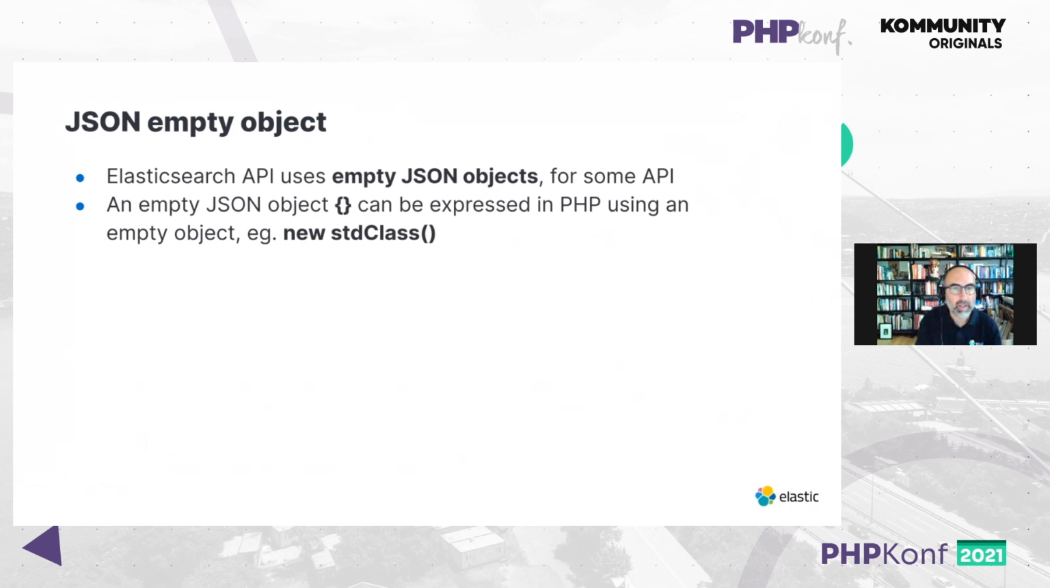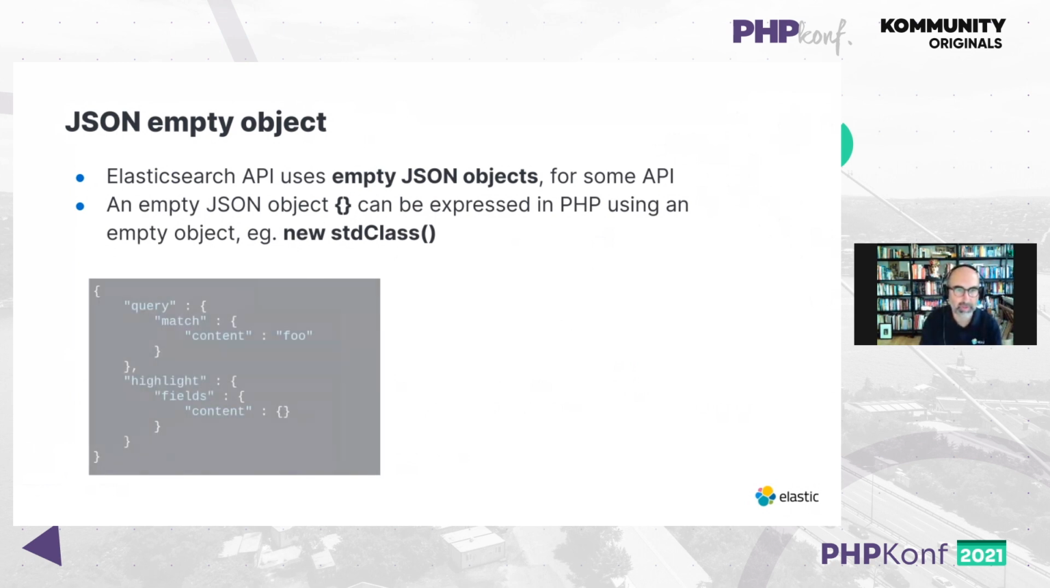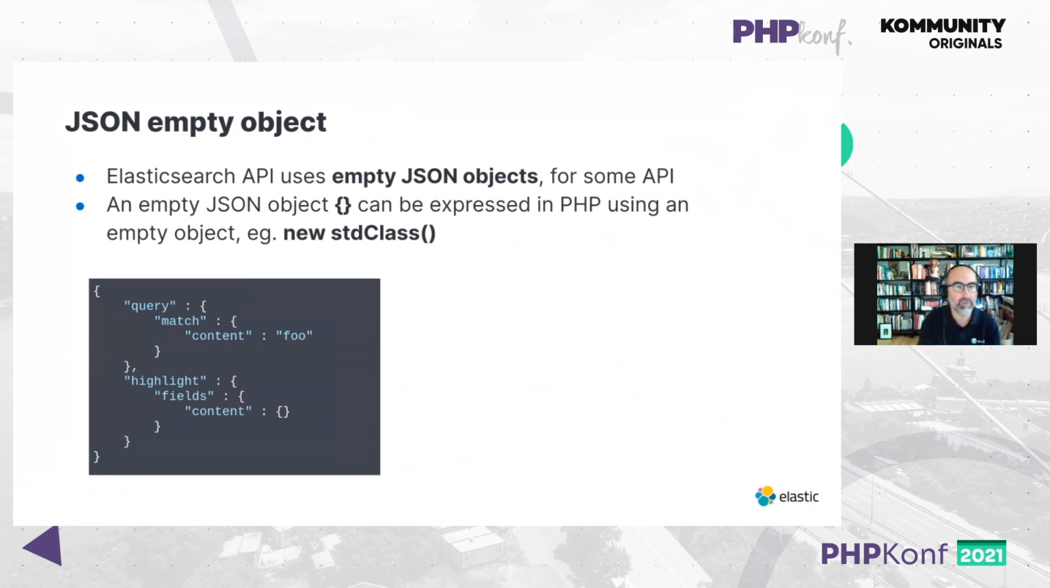An empty JSON object, how can we actually write that in PHP? Because we are talking about associative arrays. How can I write an empty object using an associative array in PHP? So imagine that we need to basically create this JSON using an associative array of PHP.